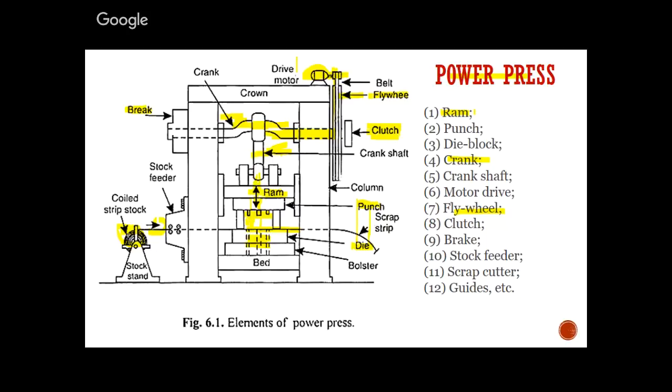When the ram moves downward, the coiled strip stock will move forward to a certain desired place, and it creates the hole. Then the return stroke occurs. At that time the ram will move upward and the sheet metal moves forward. This is the continuous application for punching or for blanking purposes. They use this power press for major sheet metal operation work. So that is about the operation of a power press machine. Let us see some videos related to this.